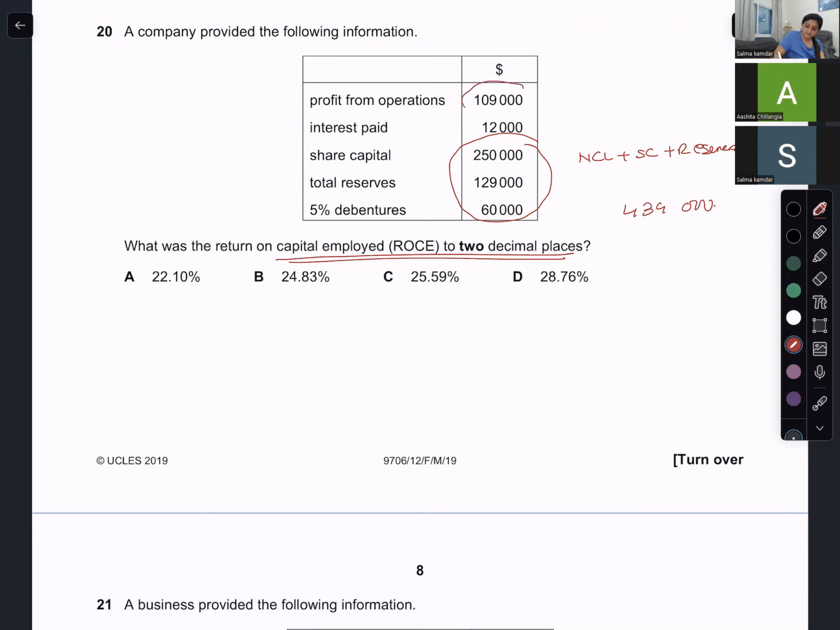So 109,000 upon 439 into 100, which is 24.82. So 24.83.